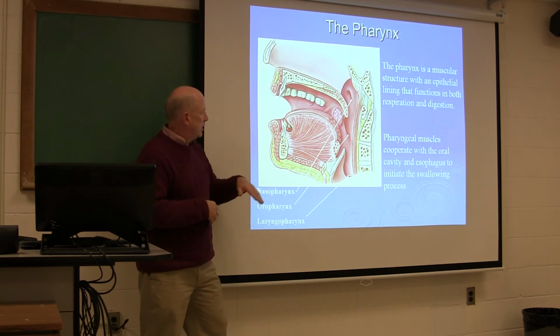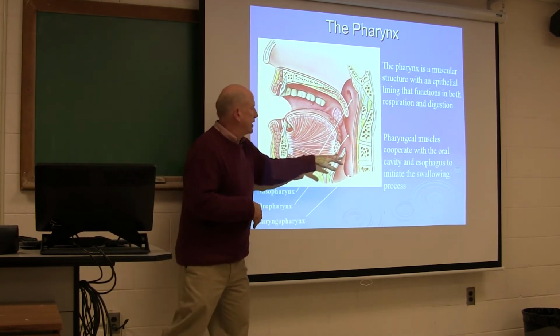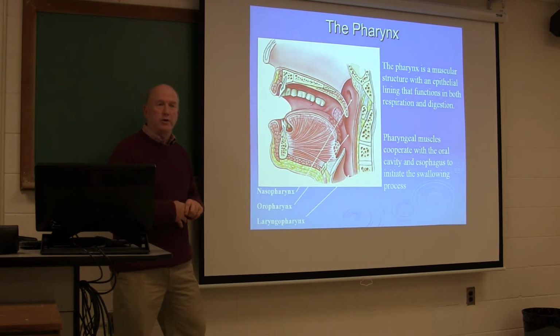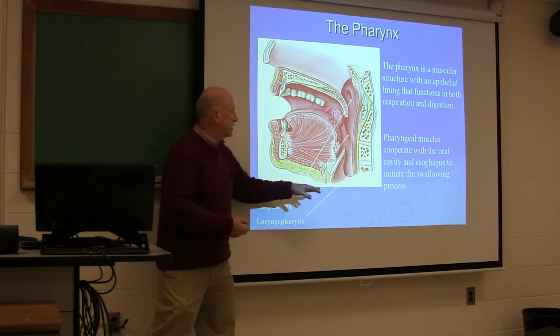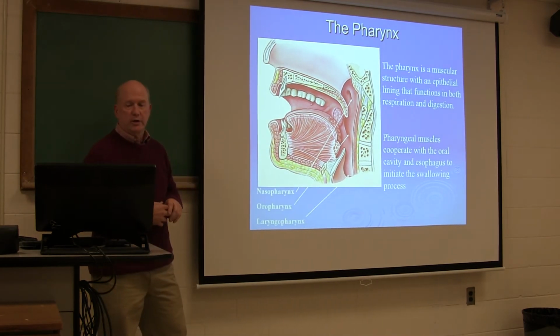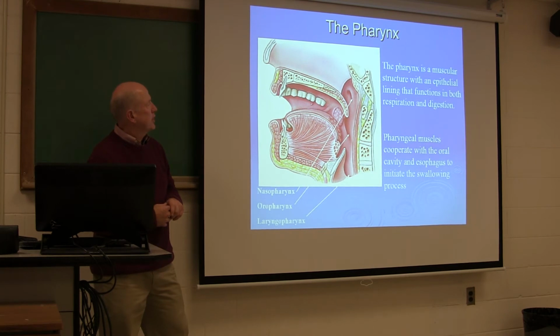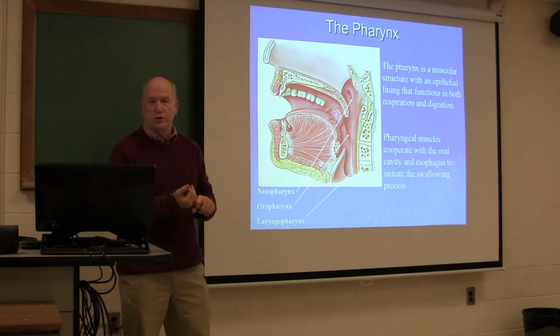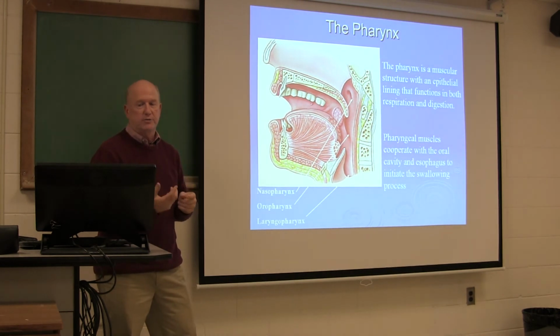And then below, what you can't see would be the laryngopharynx. That's where food will go down the back tube, the esophagus. Air will come anteriorly and go down through the voice box and down the trachea. Okay. The pharynx is a muscle. It's a muscular tube, just like the rest of the digestive tract.